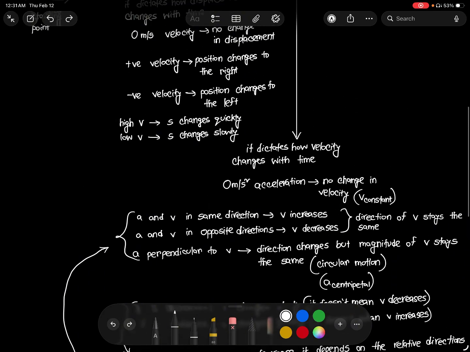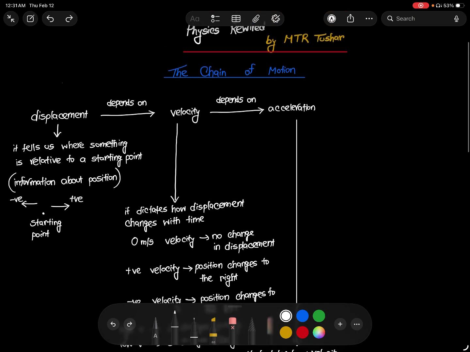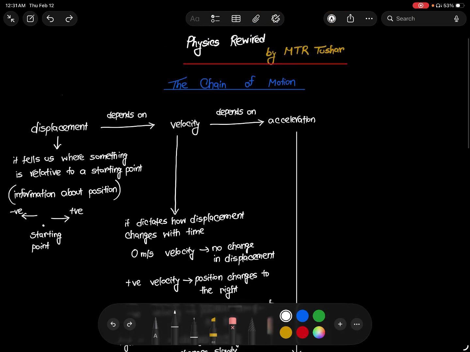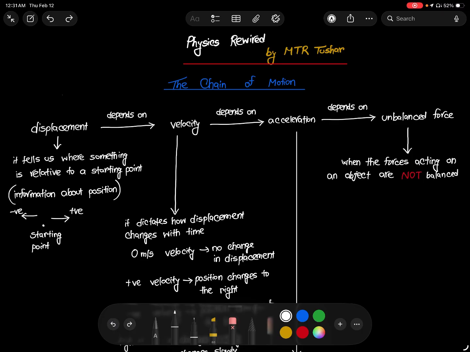Now, as per the spoiler, acceleration depends upon the unbalanced force. When does an unbalanced force act on an object? When the forces acting on the object do not cancel each other out. So, if the forces acting on an object are not balanced, that means an unbalanced force is acting on an object. We also refer to unbalanced force as resultant force.